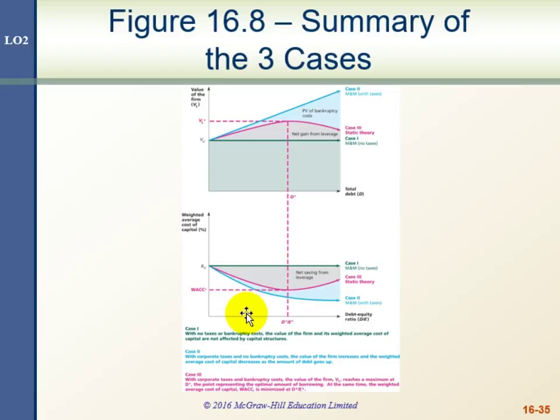So case one says that if there are no taxes and no bankruptcy costs, then capital structure doesn't matter at all. In case two, the amount of debt in the capital structure is uniformly good. The more debt, the more value, so you should keep adding debt until you can't add any more. And then in case three, the static theory of including the bankruptcy costs, including the financial distress costs, says that there's a maximum value of the firm and a minimum weighted average cost of capital. And that's the target that you should aim for in choosing your capital structure.